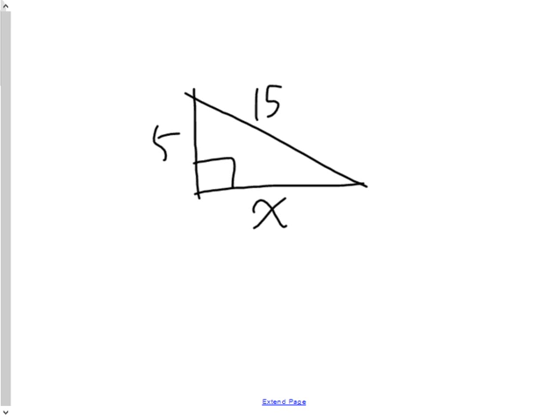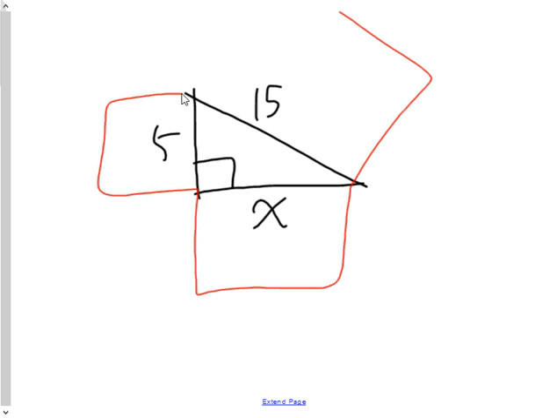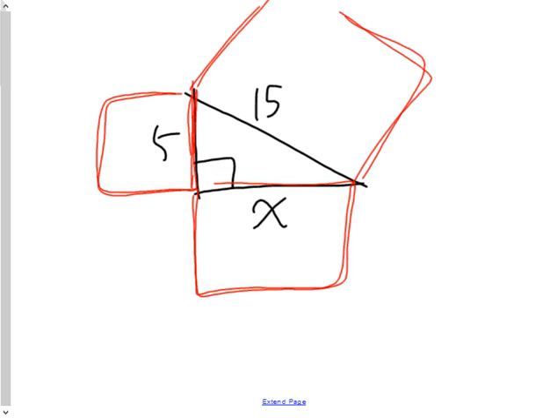Now, there are 2 ways to solve this. The first way, and the one that probably most people solved, was they probably drew squares onto each of the 3 sides. And what Pythagoras said, the area of the squares attached to the legs, those 2 areas of squares added together, will always equal the area of the square attached to the hypotenuse. So since the side length of the square is 5, its area will be 25.